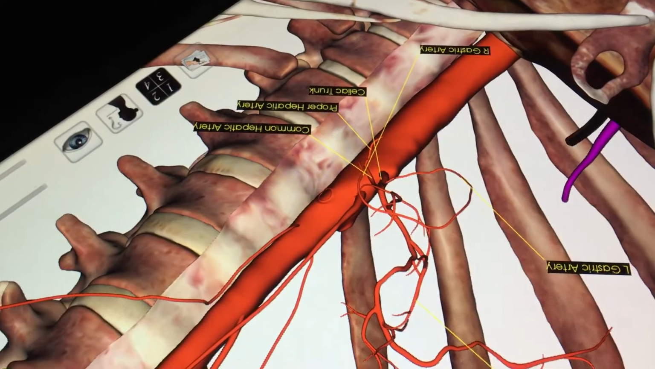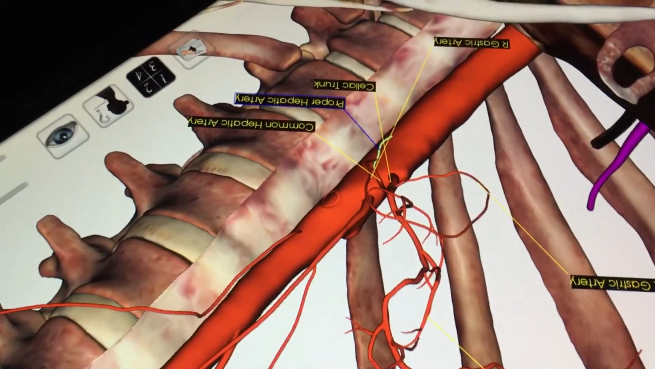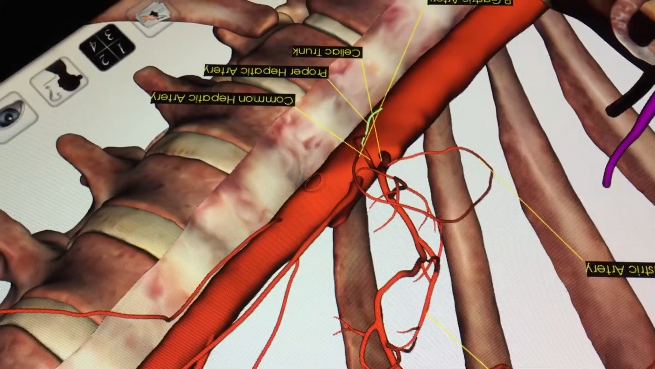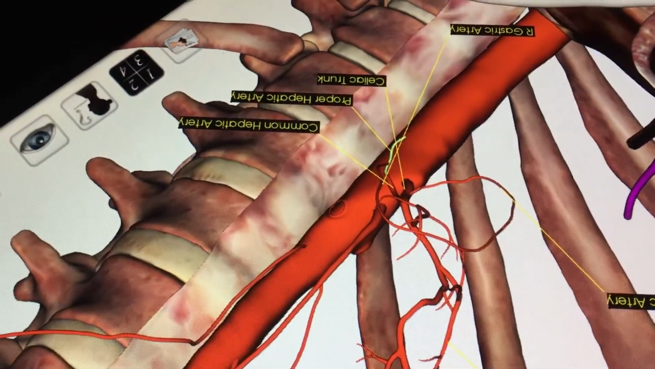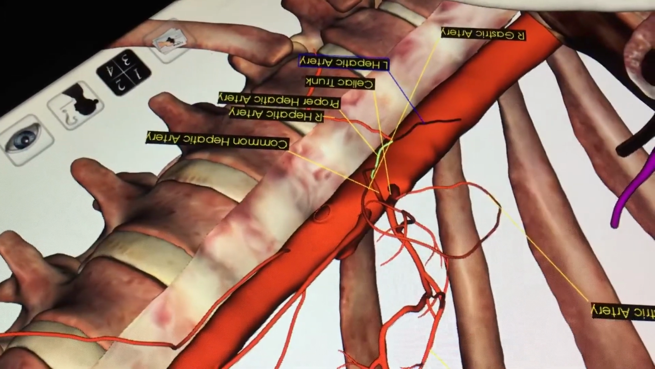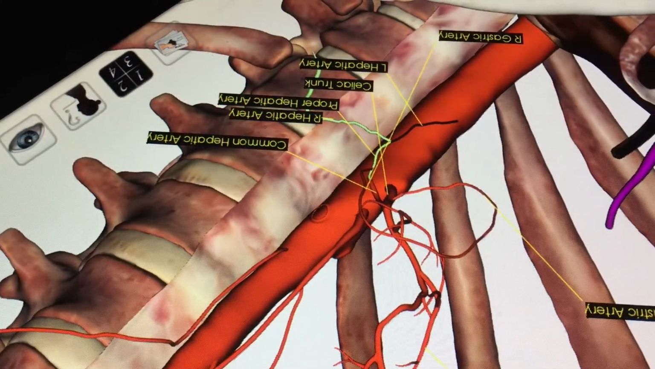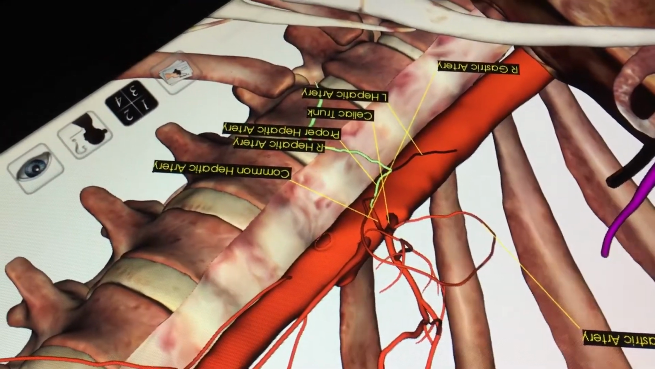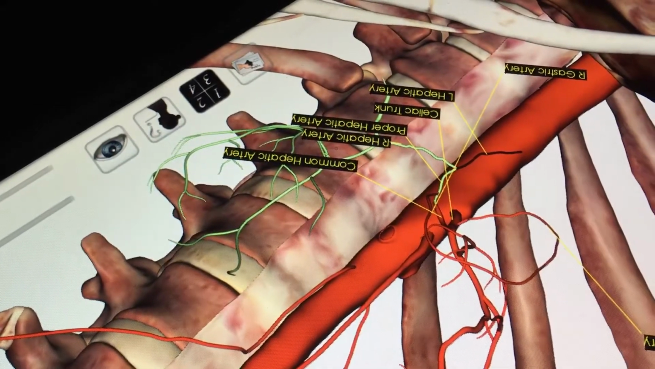All right, then we have the proper hepatic artery, and I'm going to denote that in light green. And then the proper hepatic artery gives us the left and right gastric arteries. And I'm going to denote those in green as well. And then the proper hepatic also gives us the cystic artery, which supplies the gallbladder. And I'm going to denote that in green as well.